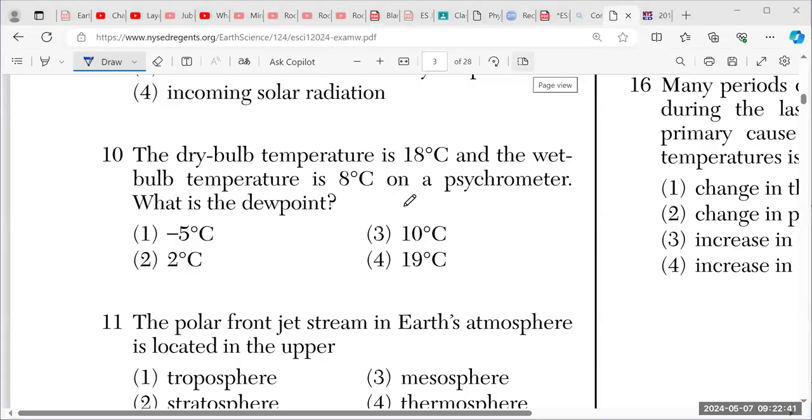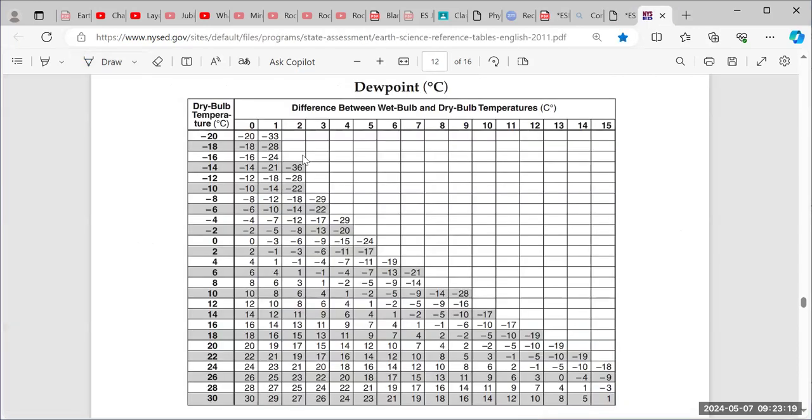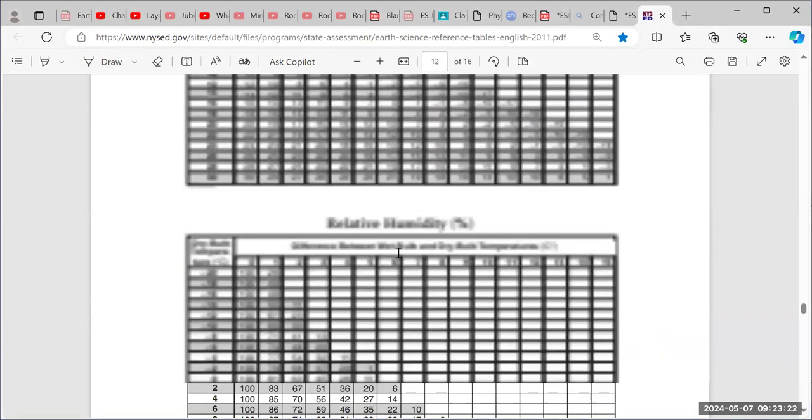All right, number 10. Number 10 says the dry bulb temperature is 18 degrees Celsius, and the wet bulb temperature is 8 degrees Celsius on a psychrometer. What is the dew point? Well, when I'm looking for the dew point, there is a page on the reference tables that lets me find the dew point using the dry bulb temperature and the wet bulb temperature. What page is it, everybody? Let's take a look. And we are at page 12.